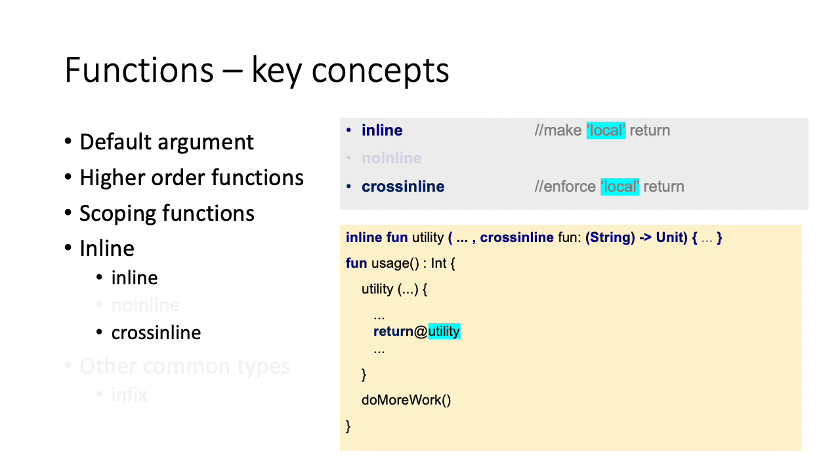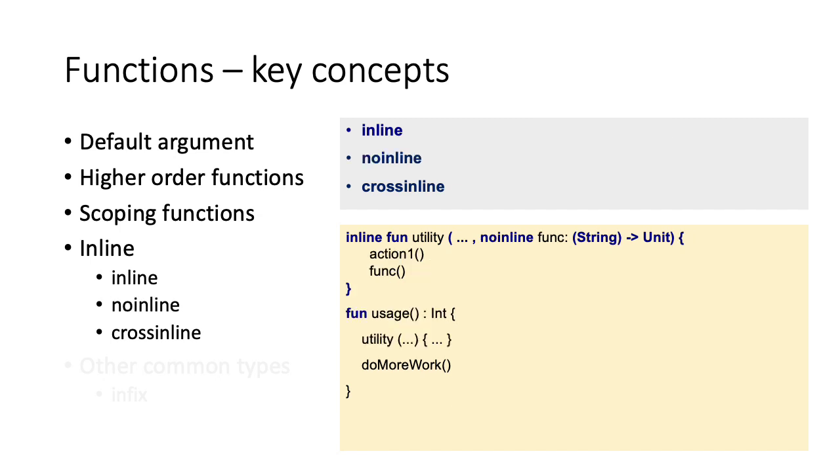The only way to enforce a local return is to declare the lambda being passed with the crossinline modifier. Lambdas passed to an inline function are by default inlined. Lambdas passed with the noinline modifier will not be inlined and will be called instead.